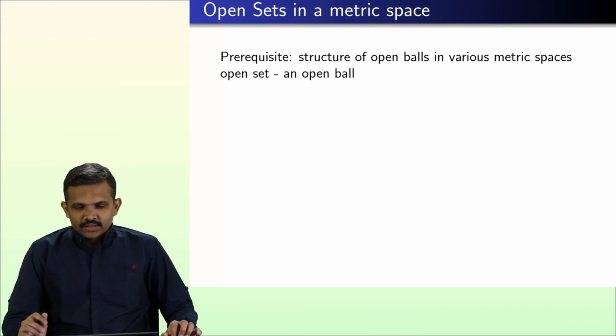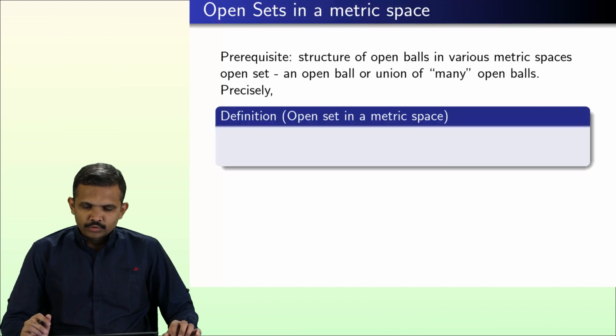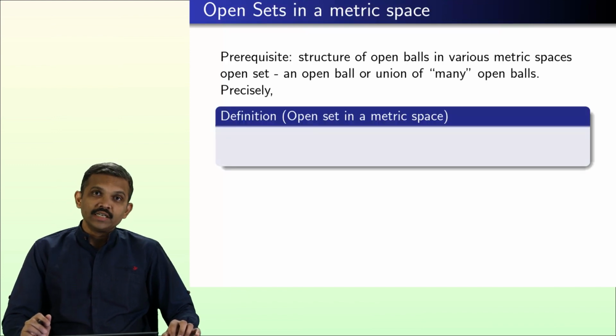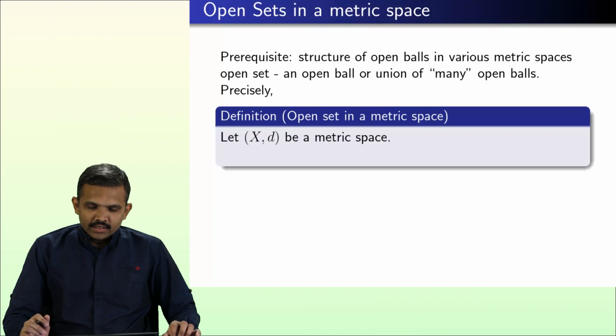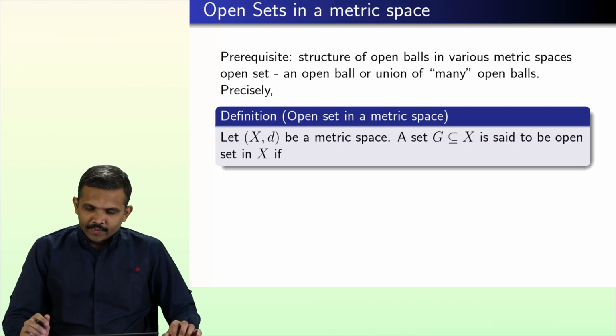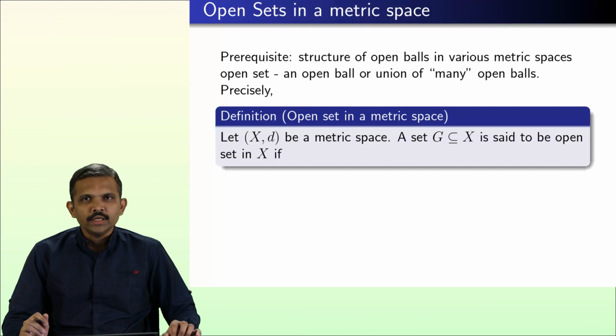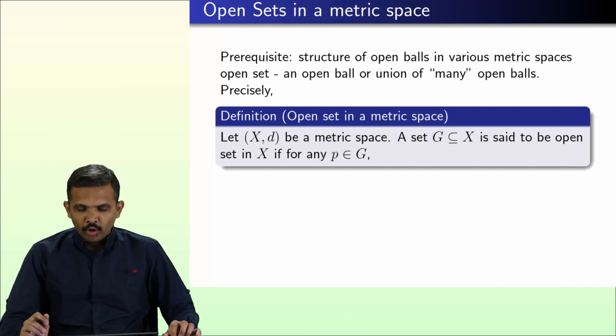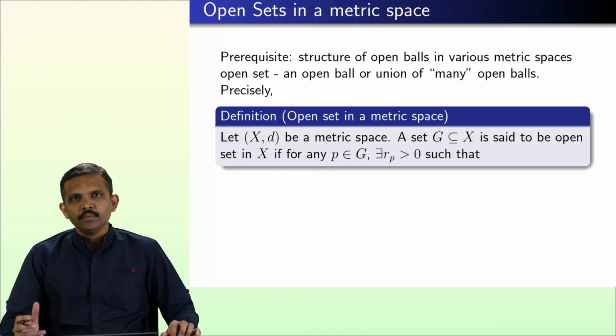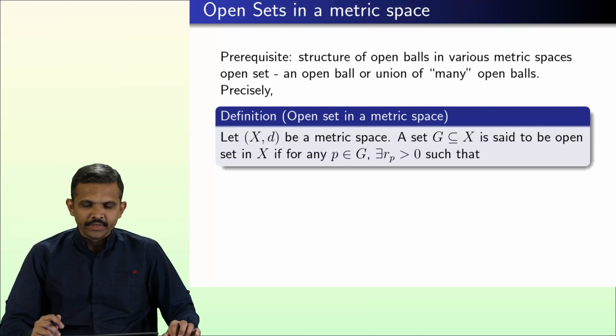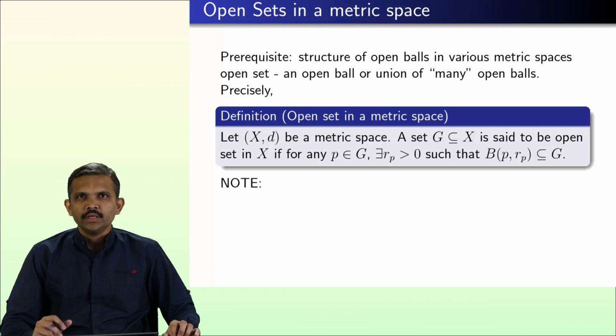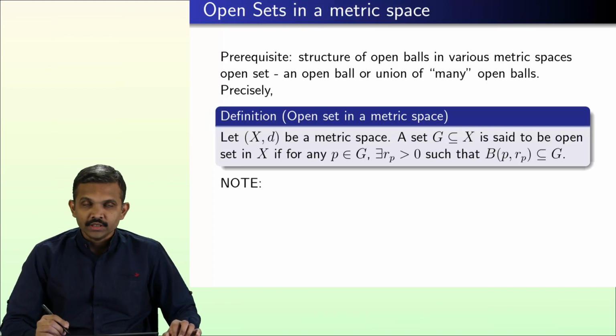To be very precise, let us get into the definition. So, the definition of open set in a metric space: let us take any metric space (X, d). We will say a set G is said to be open in X if you take any point P in G, then you should be able to find some r_P, some positive real number, which will work as a radius, such that the open ball B(P, r_P) should be a subset of G.